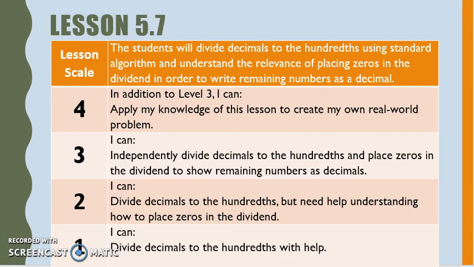Because when we're working with decimals, we are not going to write our remainder as a fraction. So we need to figure out how we are going to work with the numbers that are remaining in the dividend. And our solution to that is that we're going to be writing zeros. Take a minute to pause the video and record your scale in your notebook.